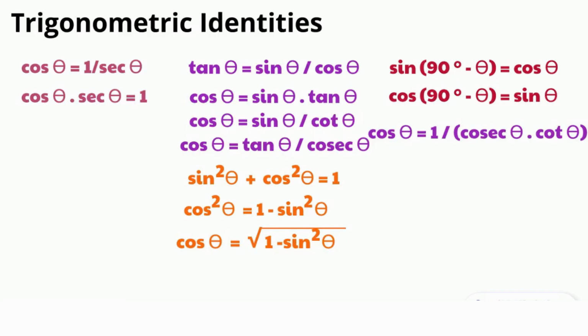See here. Cos theta is equal to 1 by secant theta. Cos theta into secant theta is equal to 1. Next, tan theta is equal to sin by cos. Cos theta is equal to sin divided by tan theta. Cos theta is equal to sin theta divided by cot theta... Cos theta is equal to tan theta divided by cosecant theta. Cos theta is equal to 1 by cosecant theta into cot theta. These all come from basic identities only. Think about it.